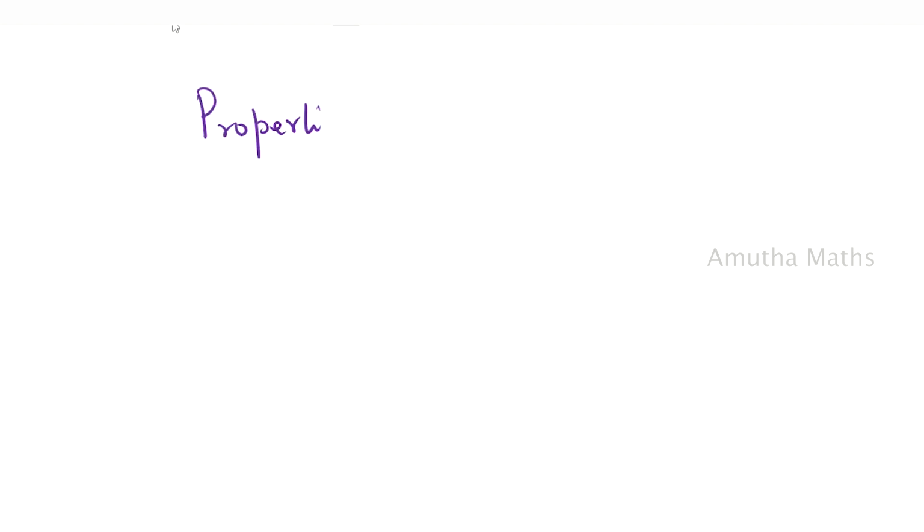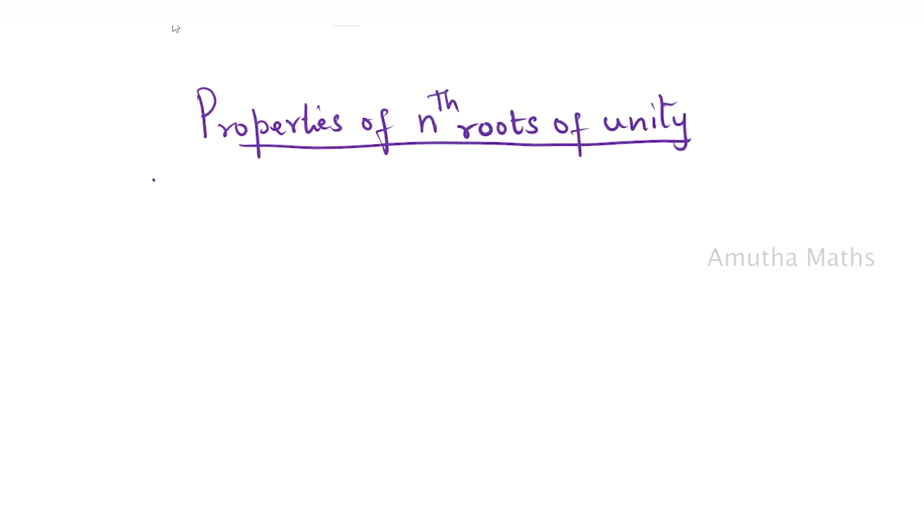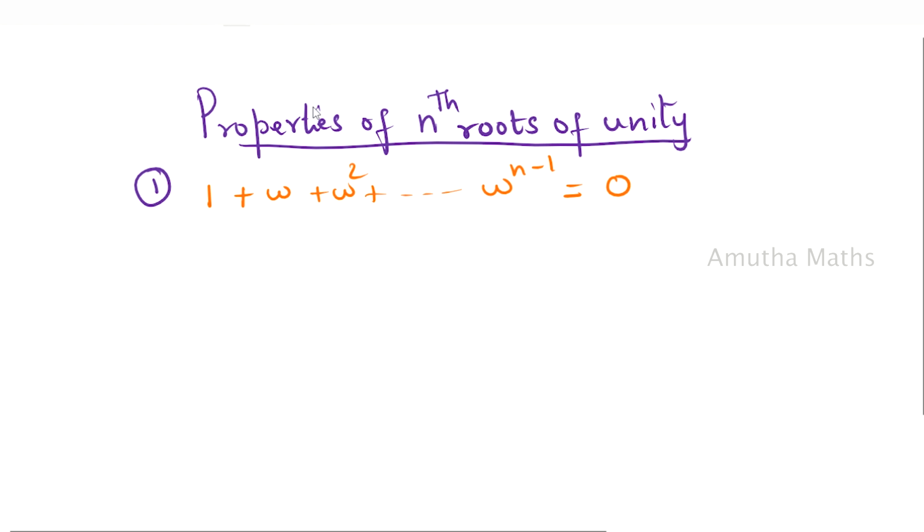Now we shall see the properties of nth roots of unity. The first property is the sum of all the nth roots of unity is 0. That is, 1 plus omega plus omega square etc. plus omega power n minus 1 is equal to 0. That is, if you add all the roots, you get 0. Where omega is equal to e power i into 2 pi by n.